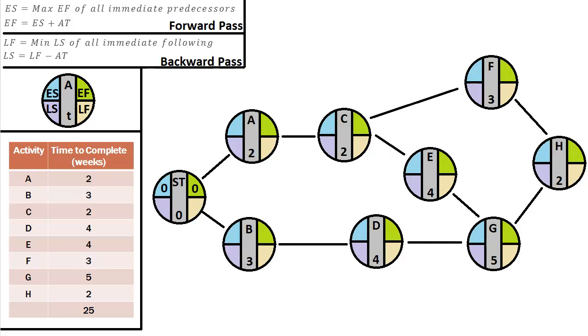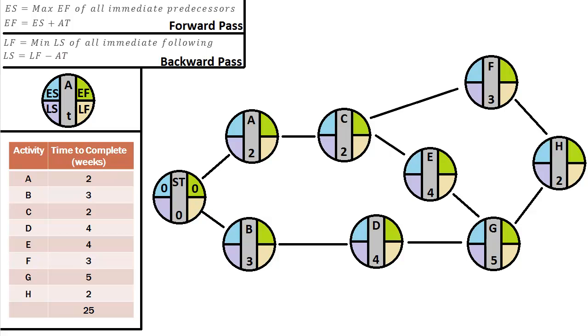Okay, so here is our diagram with our activity times filled in. So remember, each node is labeled with a letter. That's the activity over on the left hand side, and its time to completion, which also comes from the table on the left hand side. So we haven't really done anything new yet. This is very similar to our previous diagram.